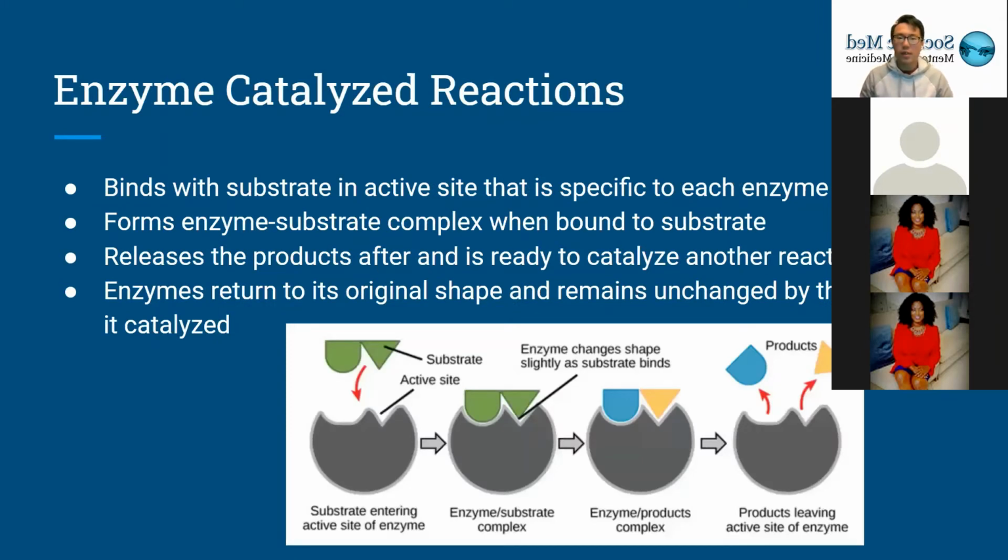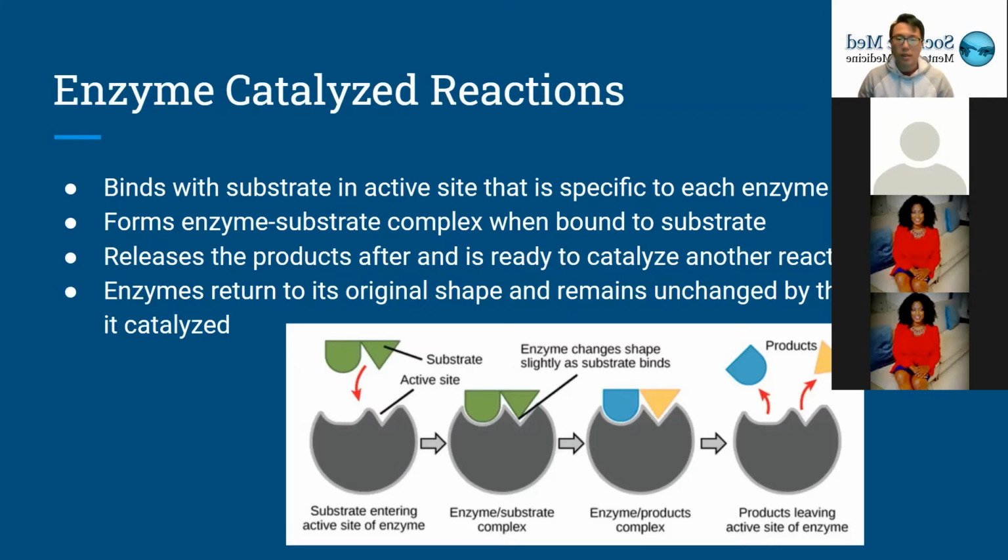So how does the enzyme catalyze reactions? First, the enzyme binds the substrate in the active site that is specific for each enzyme. Each enzyme will only bind to a specific substrate, and that substrate is determined by the active site. The active site is the actual site that binds the substrate and performs the reaction. Once the substrate is bound in the active site, it forms the enzyme-substrate complex.